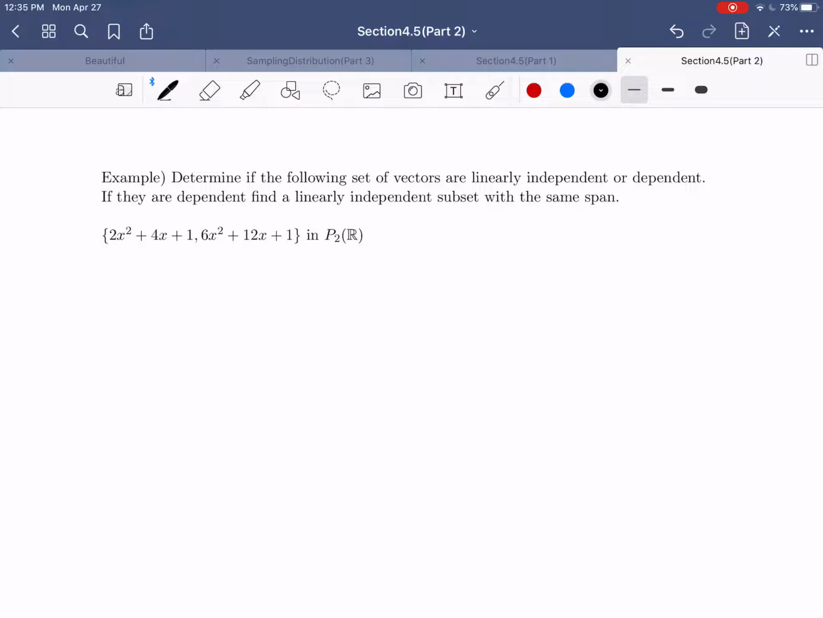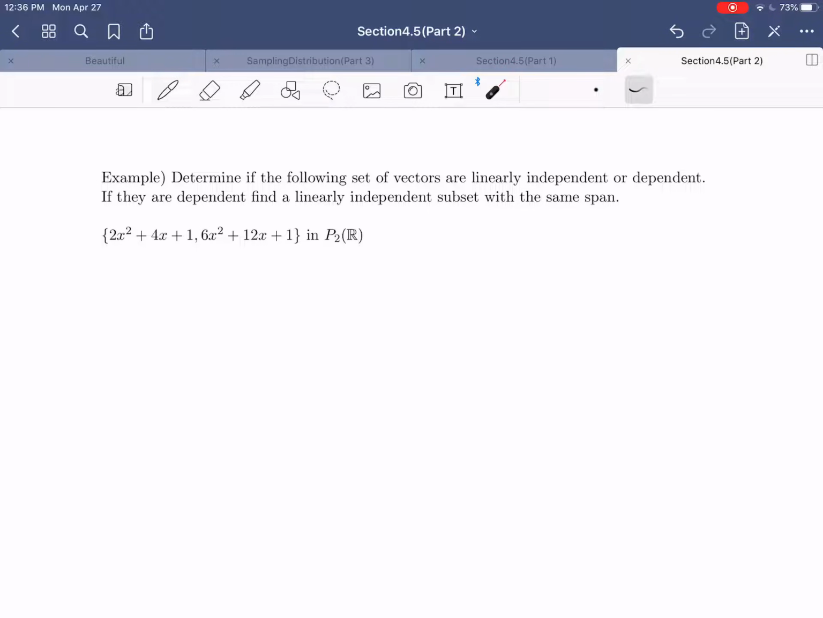Well, we can do this one of two ways. We can do it the way we were doing in the previous video, where we set up the equation c1 times the first vector plus c2 times the second vector equals the 0 vector, and see whether that has an infinite amount of solutions or a unique solution. Remember, an infinite amount of solutions corresponds to being linearly dependent. A unique solution, the solution of all zeros as the constants, relates to linearly independent.